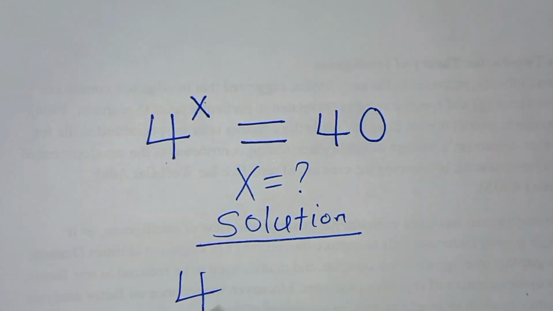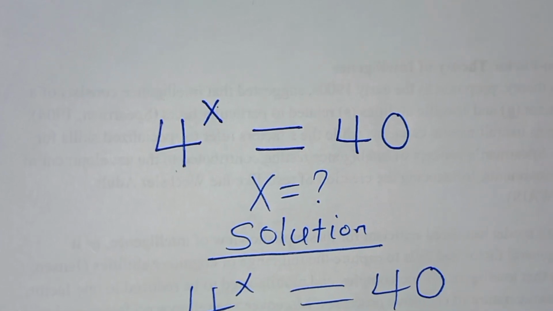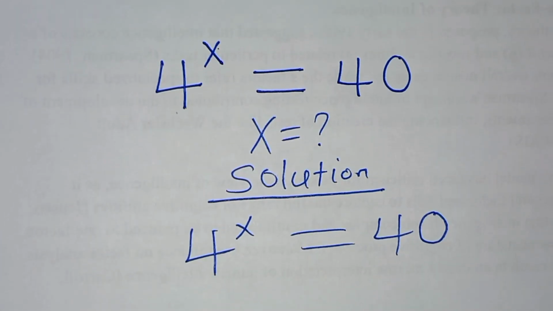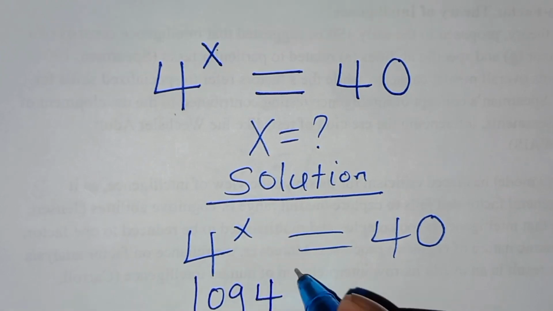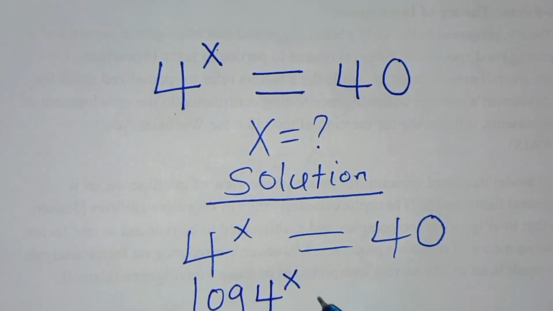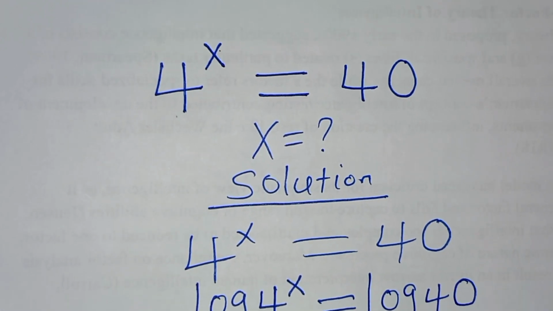we have 4 to power x equal to 40. Now to solve for the value of x here, we introduce logarithm on both sides so that here we will have log 4 to power x equal to log 40.